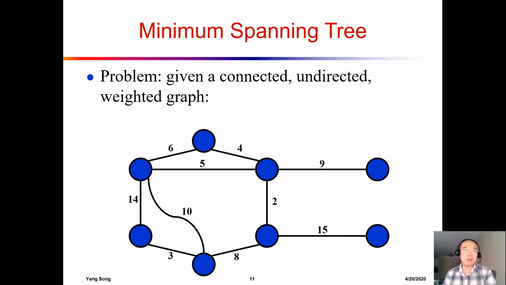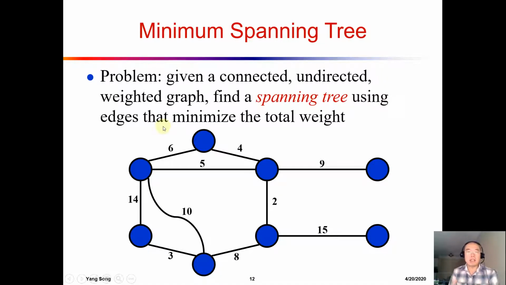Okay, so the problem is, if we have a connected undirected weighted graph like this, how do we find a spanning tree using the existing edges, and yet minimize the total weight? This is an undirected graph, and it is also a weighted graph because for each edge we have a value, and that is the weight of the edge.